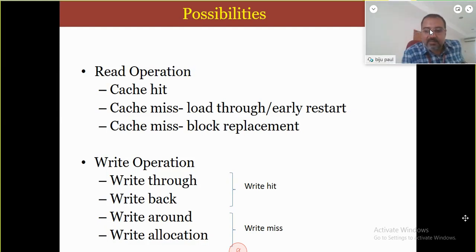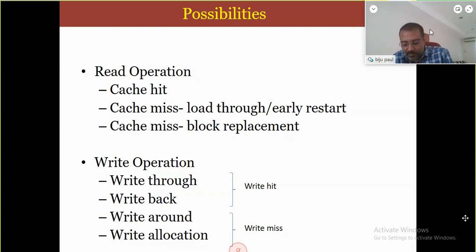What is write back then? When there is a modification, the processor updates the block in the cache memory. In write back method, it just updates the block in the cache memory. So the cache memory is updated, main memory is not updated. It has to be updated. In write back, when is the main memory getting updated?